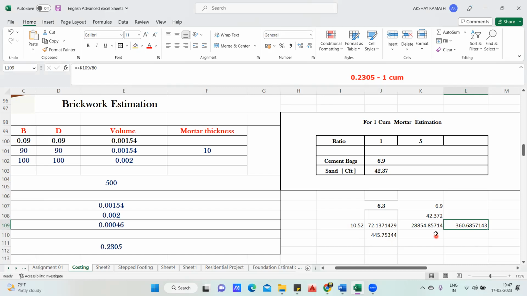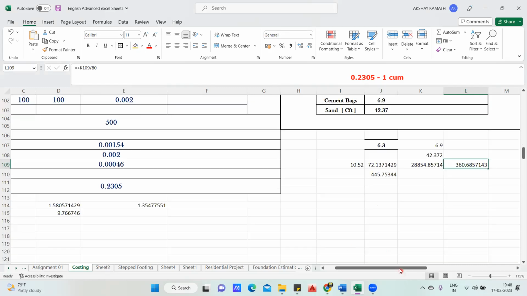Similarly, you can do all the estimation. Getting my point? Great. So in this way, I've explained to you the brickwork.